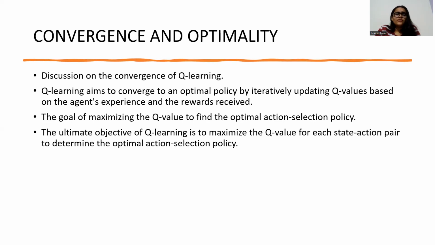So, what is convergence and optimality? So, convergence and optimality, the discussion of convergence in Q learning. Q learning aims to converge to optimal policy by iteratively updating Q values based on agent's experience and rewards received. So, the goal is maximizing the Q values to find the optimal action selection policy. So the ultimate objective of Q learning is to maximize the Q value for each state action pair to determine the optimal action selection policy.